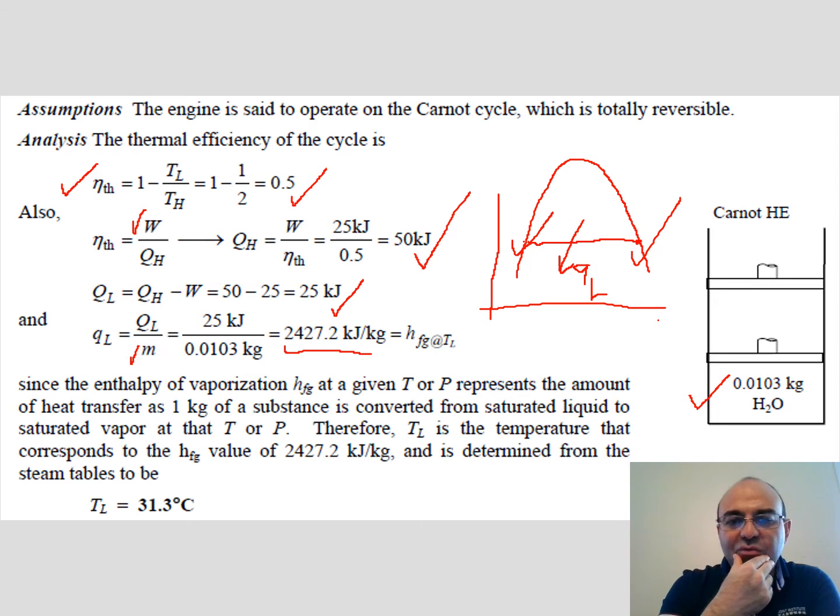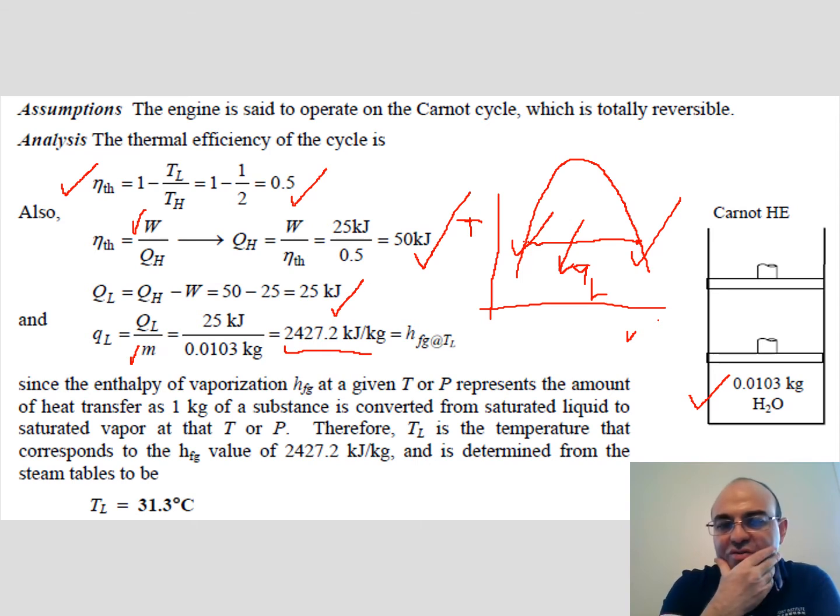So now the problem wants us to find the temperature associated with this process. Let's say this is a T-v diagram, temperature versus specific volume. So what's the temperature associated with this?